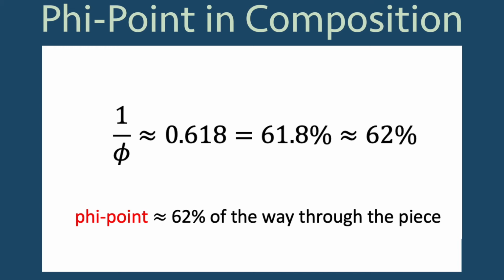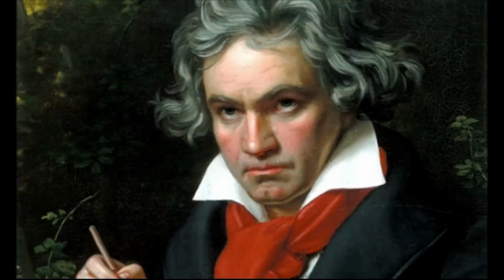In some classical musical compositions, the composers placed the climactic moment of transition from one movement to another at the phi point, or at approximately 62% of the way through the piece. One particular piece that this appears in is Beethoven's Fifth Symphony in the first movement. Whether this was because he found it pleasing to the ear or by design is uncertain.